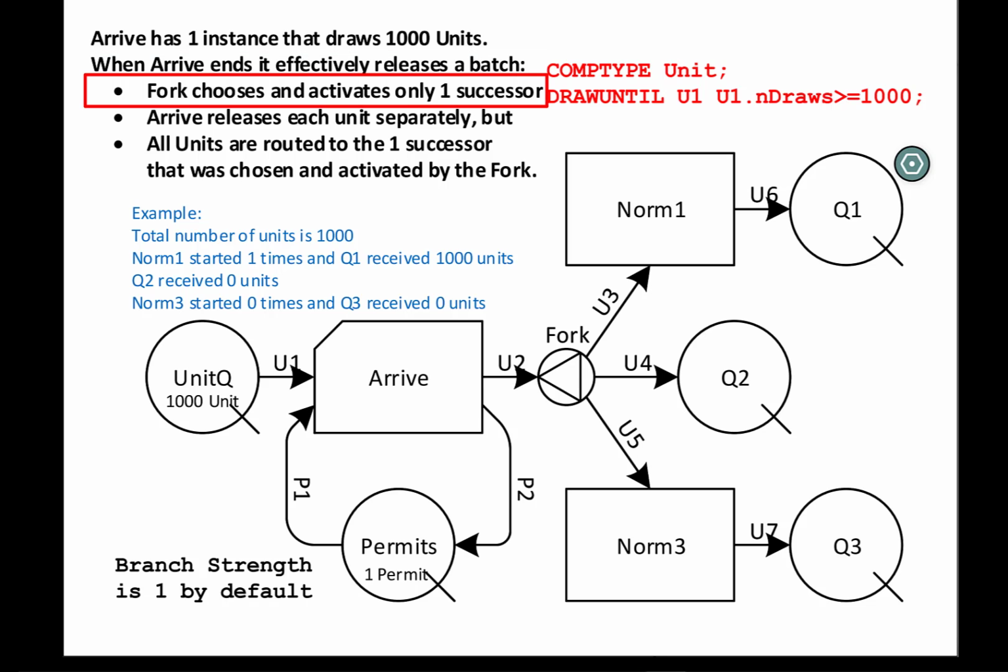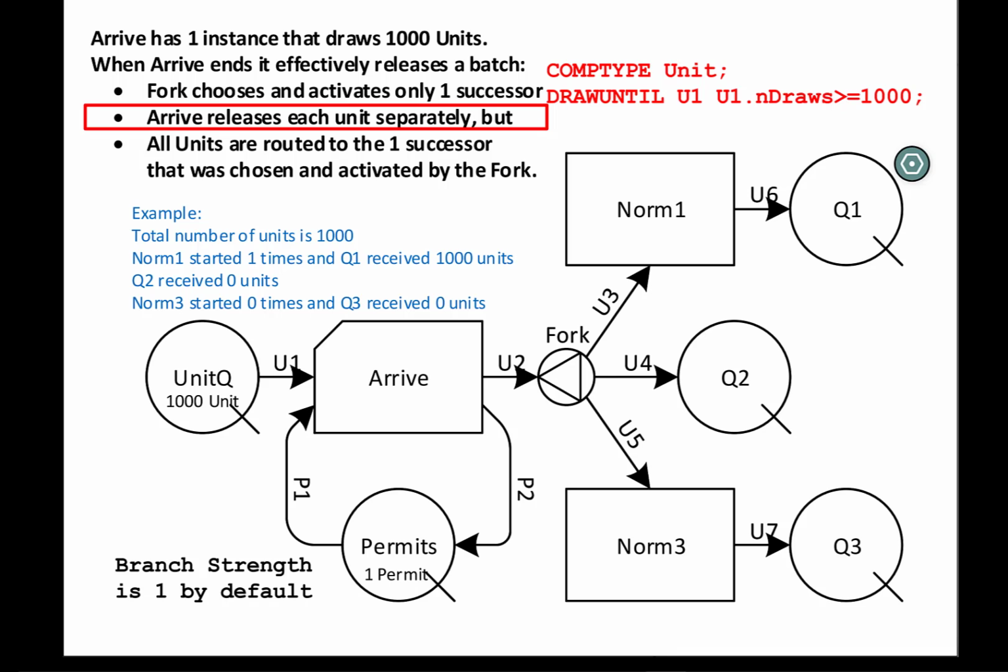At the end of activity arrive, it will send a message to the fork to select an outgoing link based on a random probabilistic process. For example, fork could select a link U3 as the output link. In this case, norm1 will create one instance, and after that, the terminating instance of arrive will release all 1000 units to norm1.